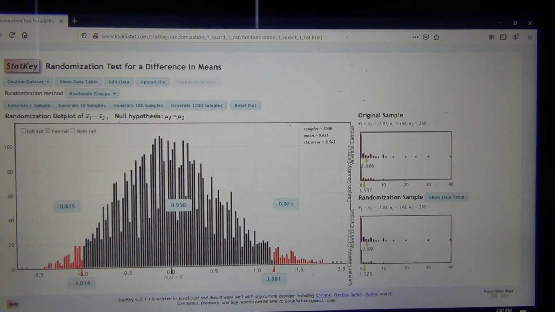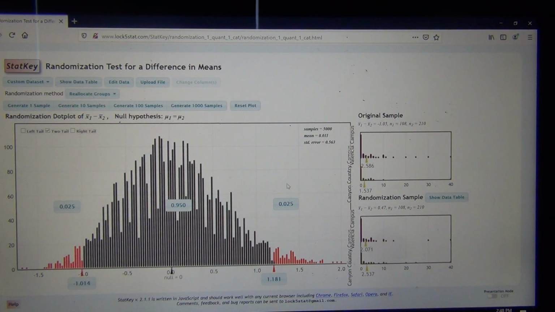It's just this hair to the left of my left tail, but it is in the red. It is in the left tail. Negative 1.05 is to the left of negative 1.01. So we are significant. But remember, this is not the p-value. This is the significance level broken up into two tails. So if I want to get the p-value, I've got to get the probability of this original sample data happening.